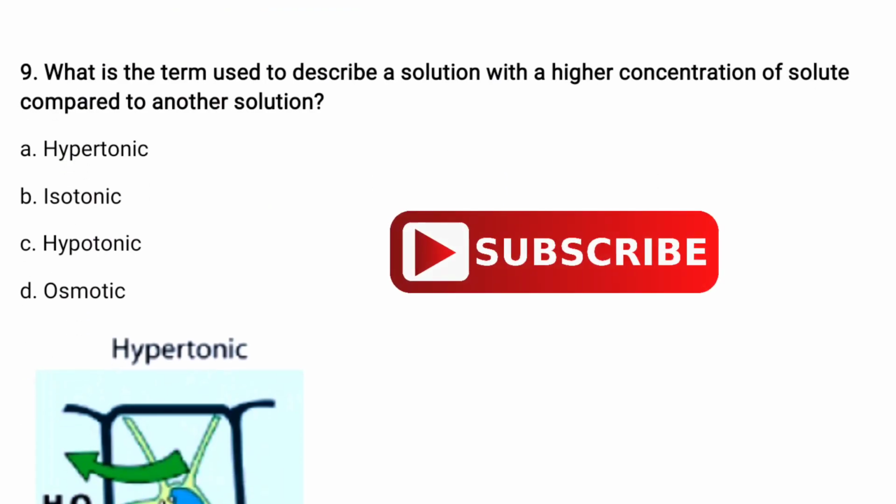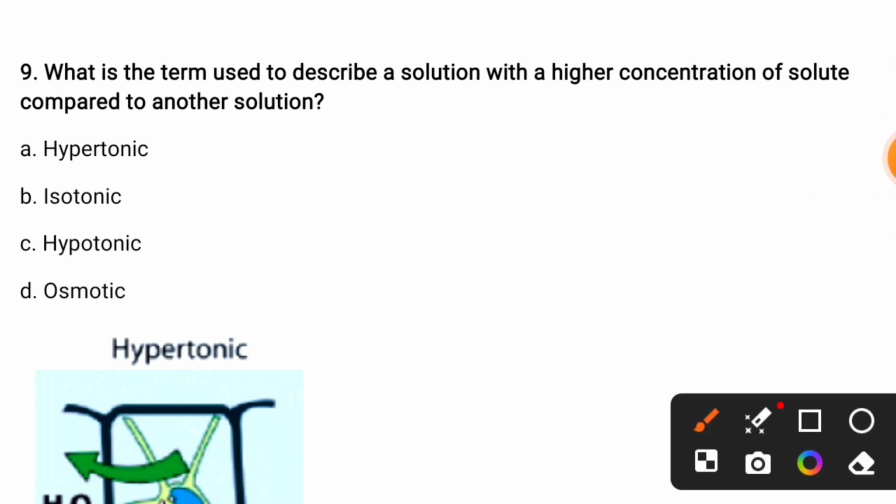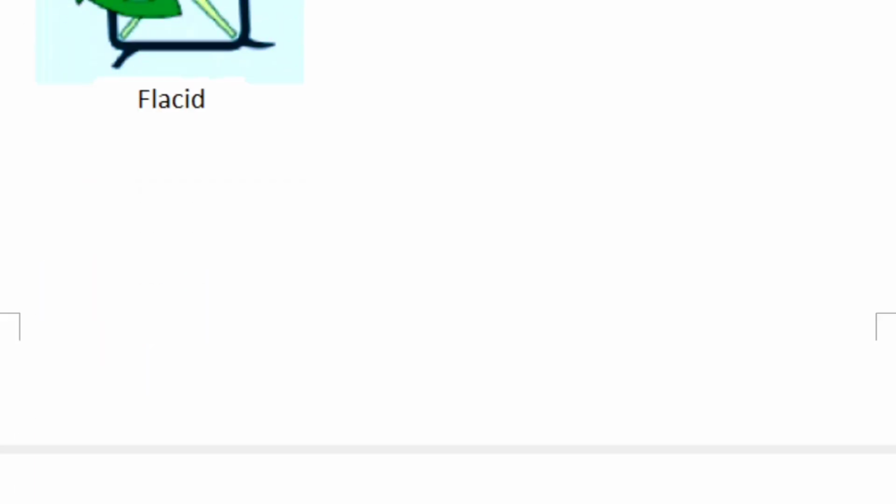What is the term used to describe a solution with a higher concentration of solute compared to another solution? Options are hypertonic, isotonic, hypotonic, osmotic. A higher concentrated solution is called hypertonic, hyper means high. So the correct answer is hypertonic solution. Then what happens if a cell is placed in hypertonic, highly concentrated solution? It loses water and the cell becomes flaccid. So let's see the next question.